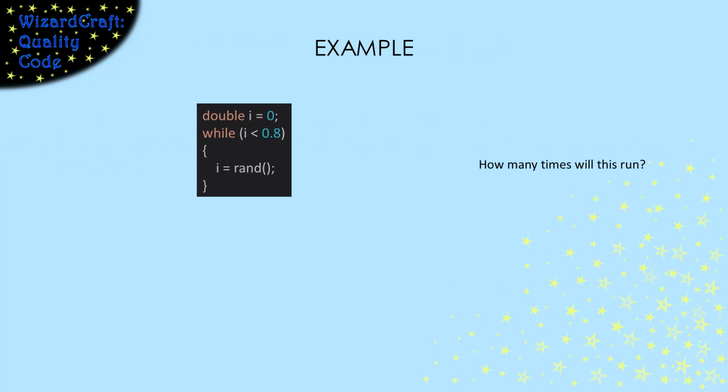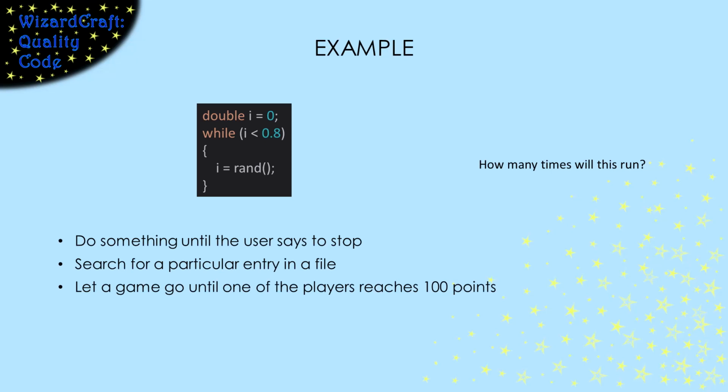The rand function returns a real number between 0 and 1. When this loop starts, we have no idea how many times the loop will run before we get something greater than or equal to 0.8. Maybe that'll happen with the first random number we get. Or maybe it'll take us 50 passes before it's true. There are lots of times when we need sentinel-controlled loops.